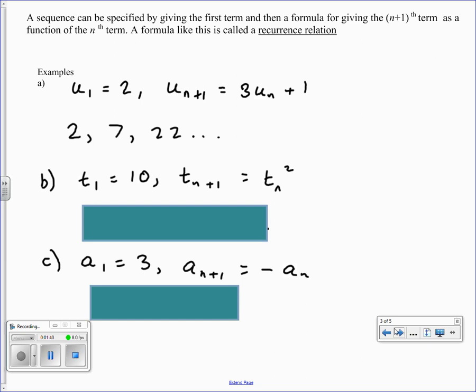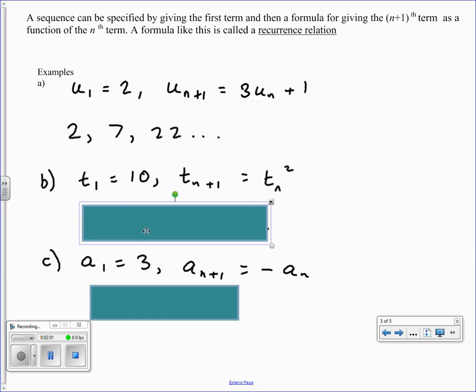So in the first example, our first term is 2, and to get the next term, you have 3 times the one you've just had plus 1. 3 2's are 6, plus another 1 makes 7. To get the next term, 3 7's are 21, plus another 1 makes 22.